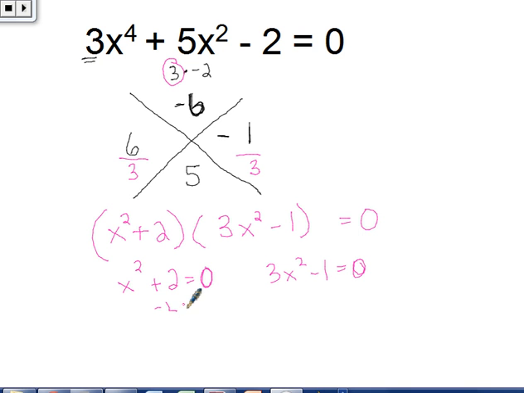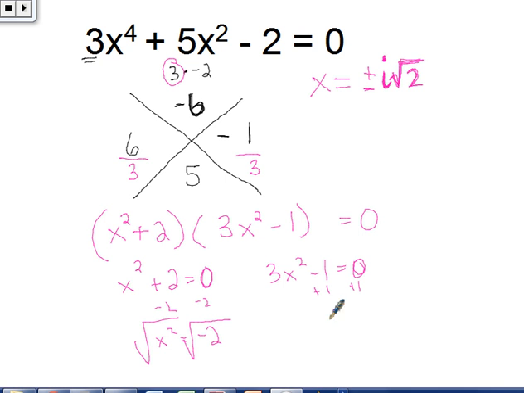So minus 2 minus 2, x squared equals negative 2. When we square root this, can we take the square root of a negative? No, we cannot, but we can imagine that we can. So we get positive and negative i times the square root of 2. Okay, the i comes from your negative, and the root 2 just stays there. So we have two imaginary solutions.